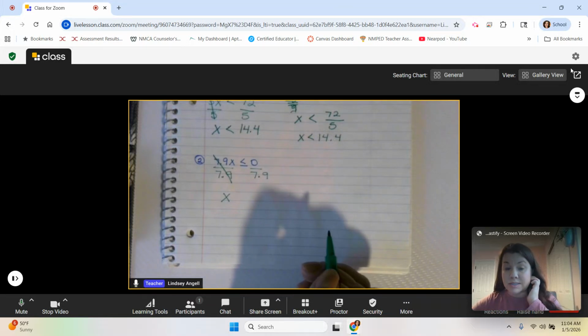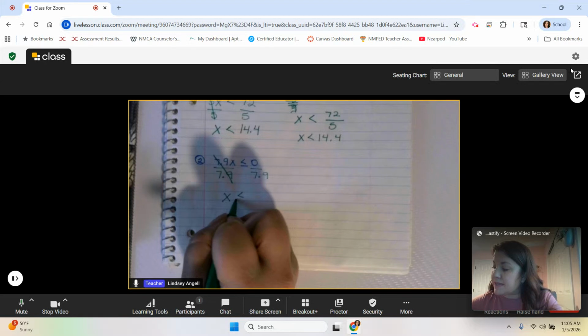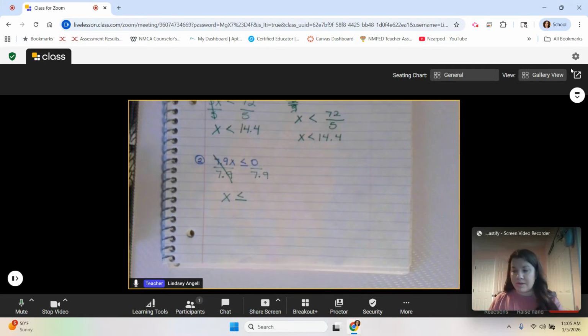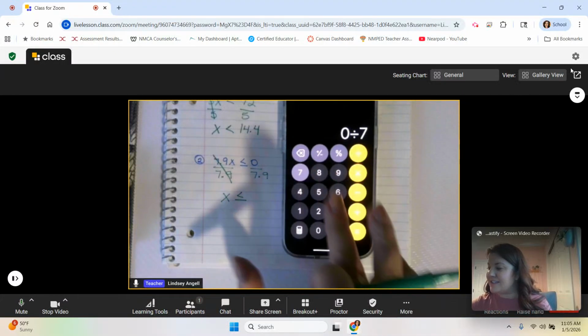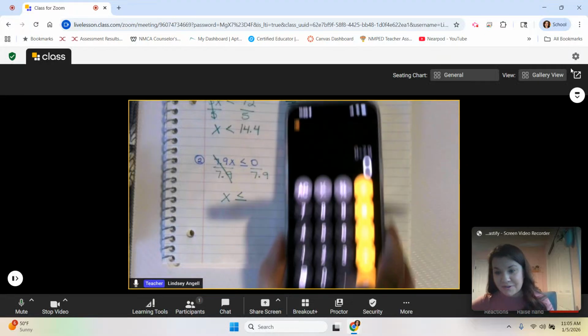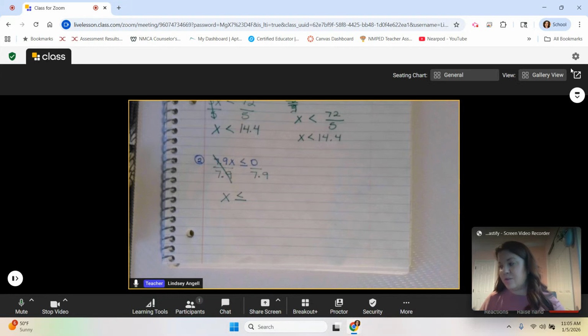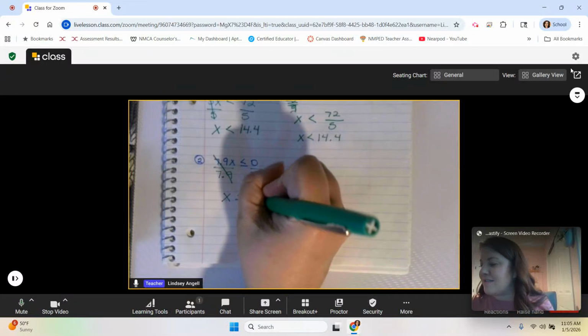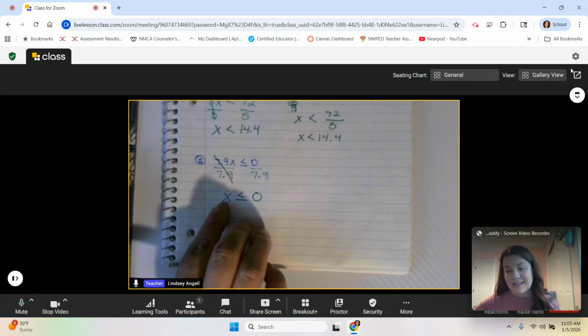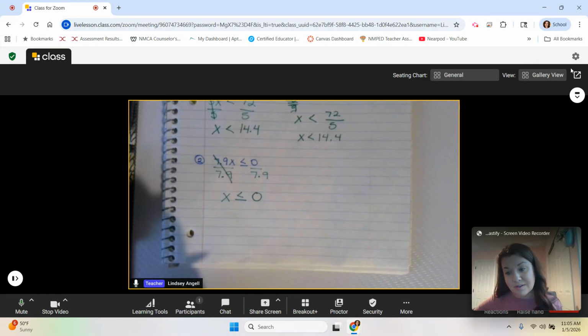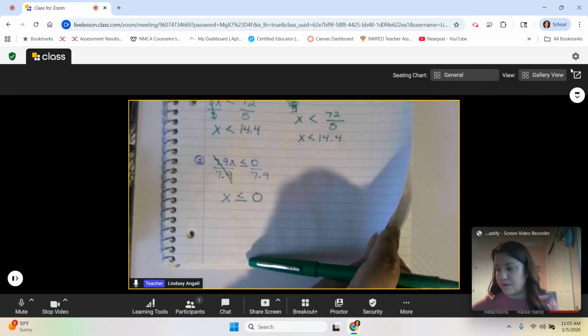x, or 1x, over on the left. Symbol stays the same. And then 0 divided by 7.9. If you're like, it's too early for this, right? 0 divided by 7.9 is 0. If you have 0 Skittles and you divide them up into 7.9 groups, well, you still have 0 Skittles. So the answer is 0. So x has to be anything less than or equal to 0 to make the inequality true.